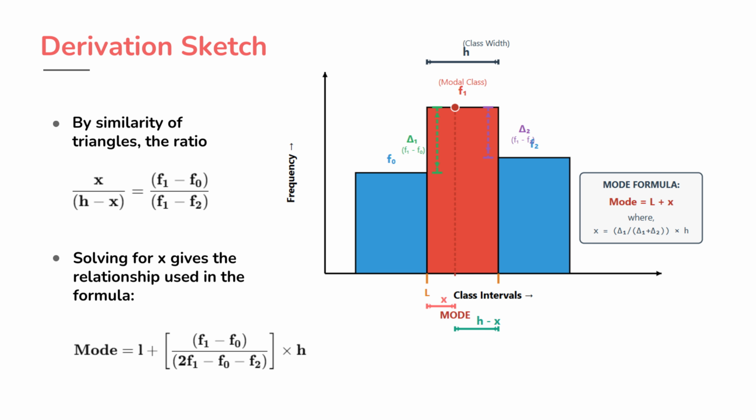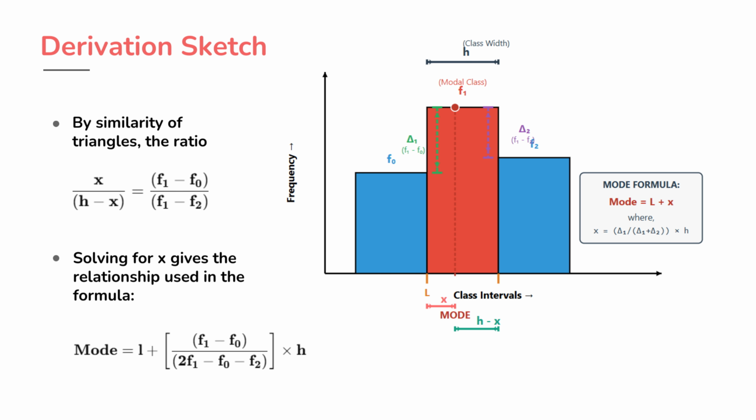Okay, let's understand the logic. Imagine your histogram, bars representing classes. The modal class bar is the tallest. We assume that the top edges of the bars form a roughly straight line, like two sides of a triangle meeting at the peak. Let's say the mode lies at a distance x from the lower boundary of the modal class. So, from geometry, we can use similar triangles. The ratio of the rising side to the falling side is x divided by h minus x equals f1 minus f0 divided by f1 minus f2.